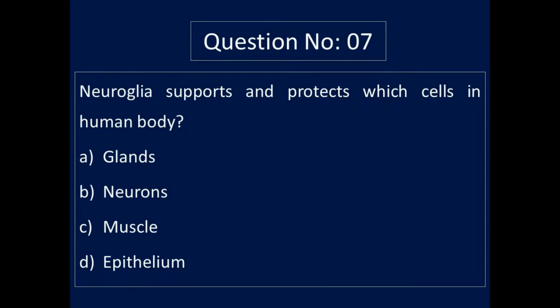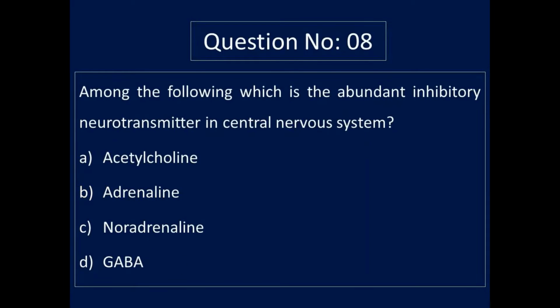Seventh question. Neuroglia supports and protects which cell in human body? Option A. Glands, B. Neurons, C. Muscle, D. Epithelium. Right answer is option B. Neurons.